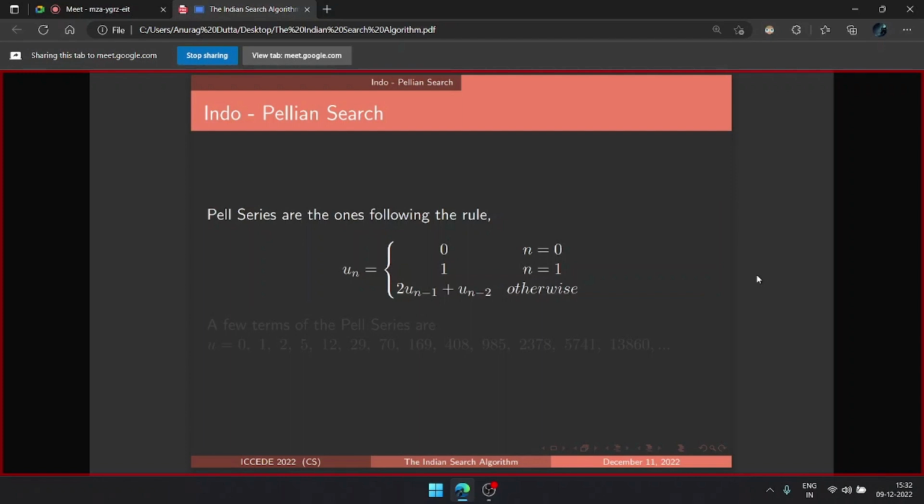The Pell series follows the rule: u_n equals 0 if n is 0, u_n equals 1 if n is 1, and otherwise u_n equals 2 times u_(n-1) plus u_(n-2). A few terms of the Pell series are 0, 1, 2, 5, 12, 29. It goes on like this.